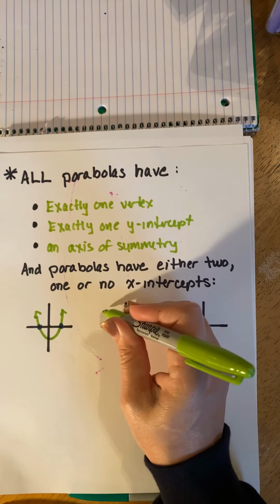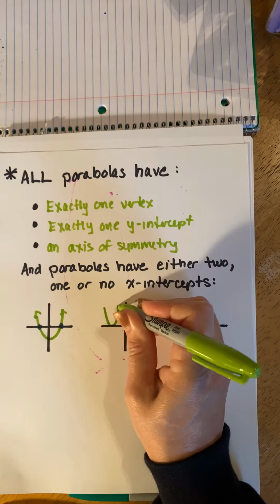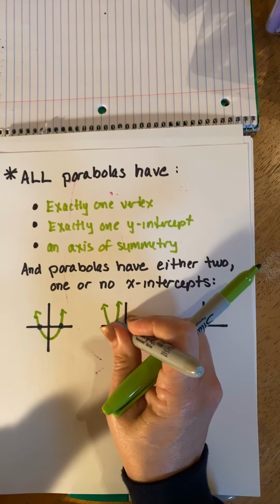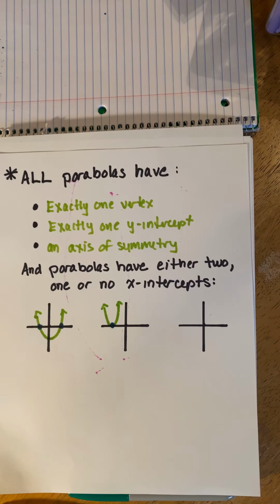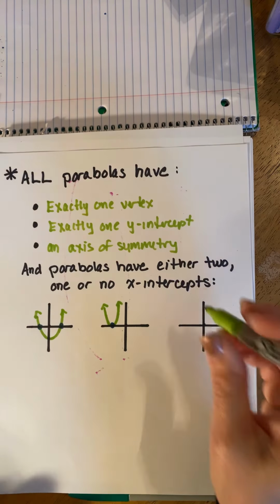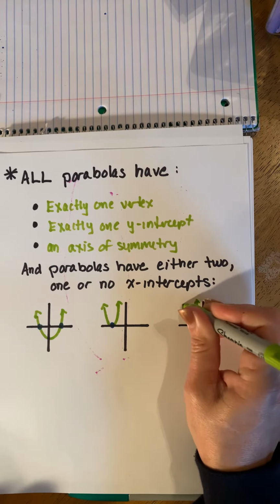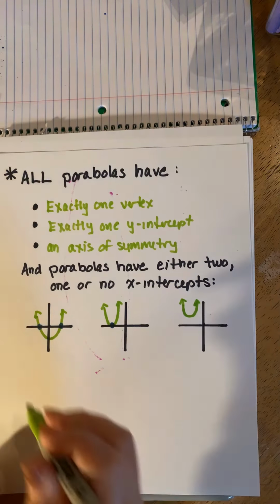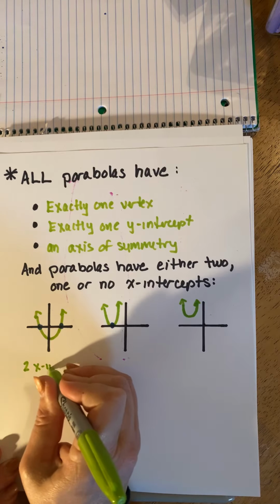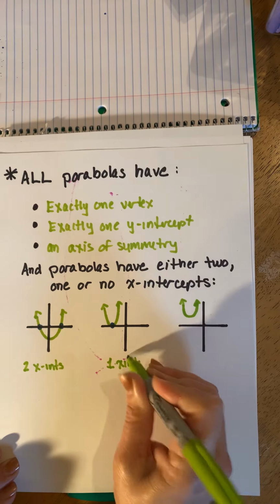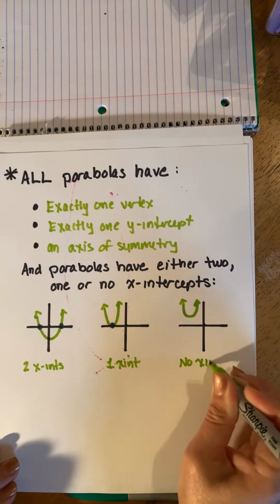x-intercept if its vertex falls on the x-axis, like in our original graph of y equals x squared, the vertex fell at the origin. I know it's really not an intercept in the strict sense of the word. It doesn't cross the x-axis, but it does touch the x-axis, so we count that as an intercept. Or if the vertex falls above the x-axis and the parabola opens up, we will have no x-intercept. So 2 x-intercepts. This is the 1 x-intercept case, and this is the no x-intercept.